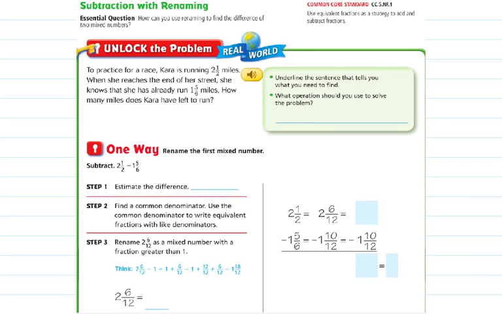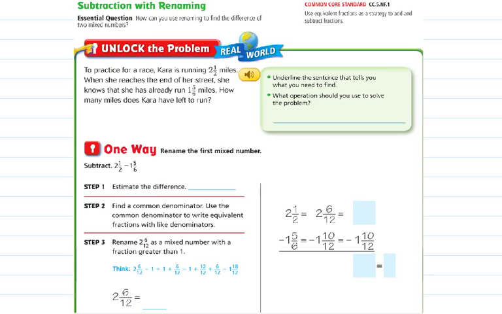Students, on lesson 6.6, we are going to be working with subtraction and renaming numbers. So our essential question at the top of the page is, how can you use renaming to find the difference in two mixed numbers? So we're going to start here on the side, because we want to make sure that when we're reading the problem, we're able to get important information from the problem.